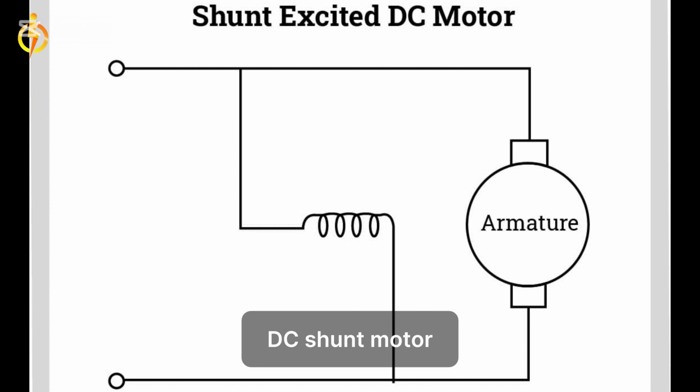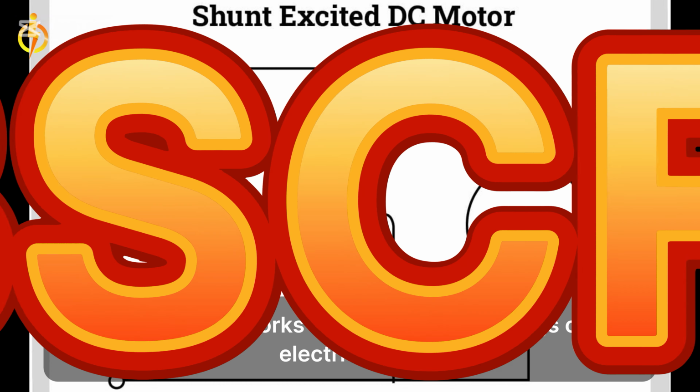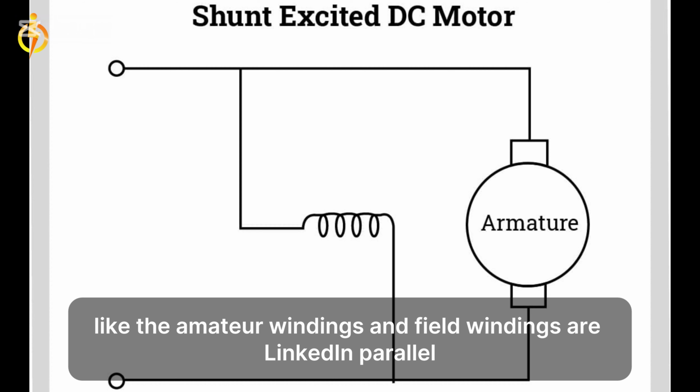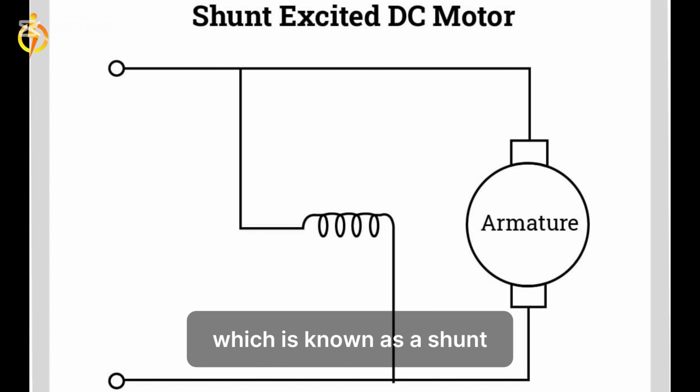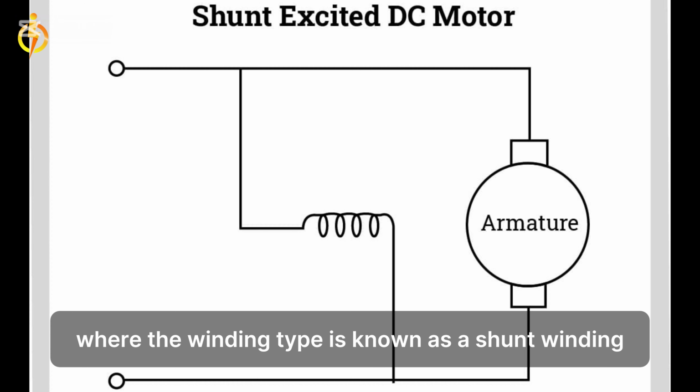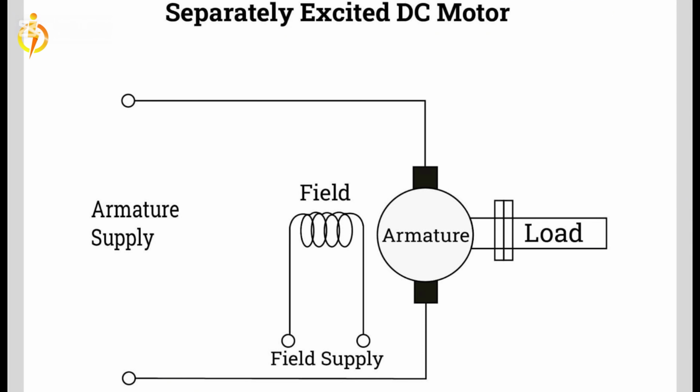DC shunt motor. A DC shunt motor works on DC, and the windings of this electric motor, like the armature windings and field windings, are linked in parallel, which is known as a shunt. This kind of motor is also called a shunt wound DC motor, where the winding type is known as a shunt winding.